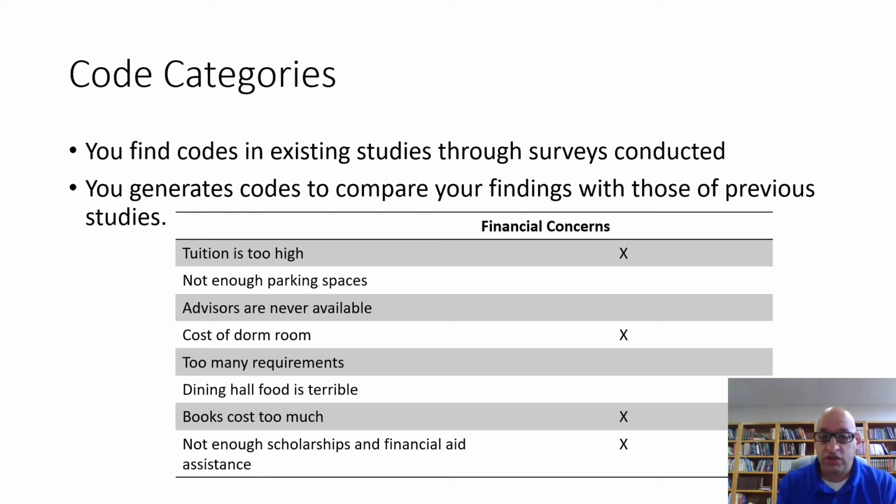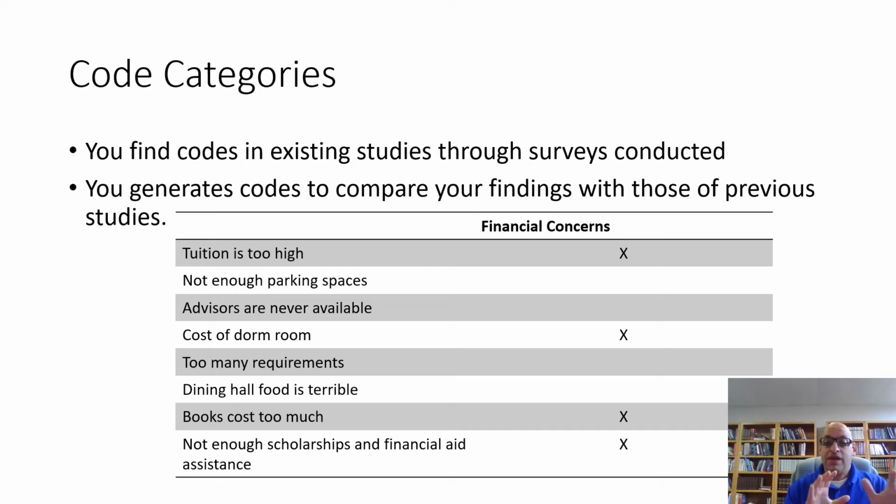Now this is how you would do it, because you get to what we call code categories. And similarly in qualitative design, you are looking at categories or emergent themes. The same is true for quantitative, but you are assigning an X. So many say this about tuition is too high. So many are saying this about the cost of dorm rooms.